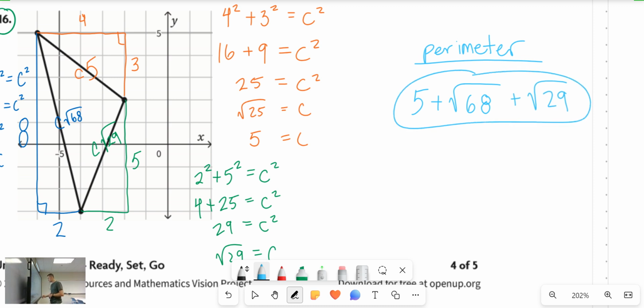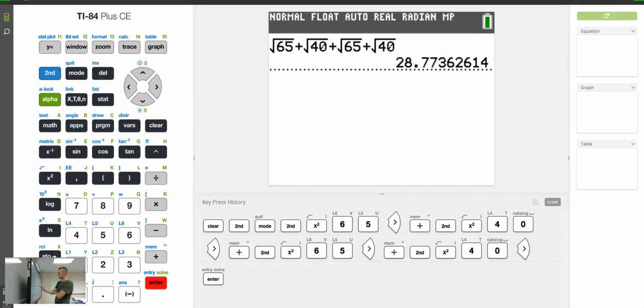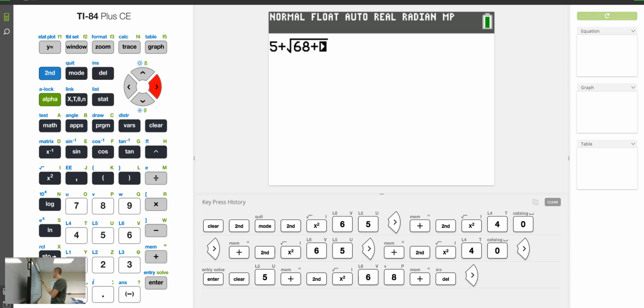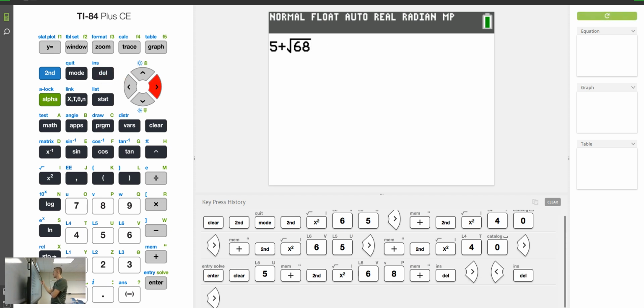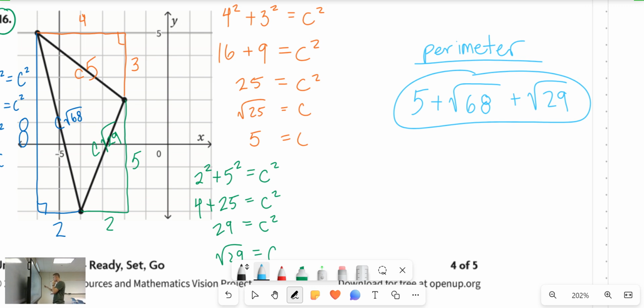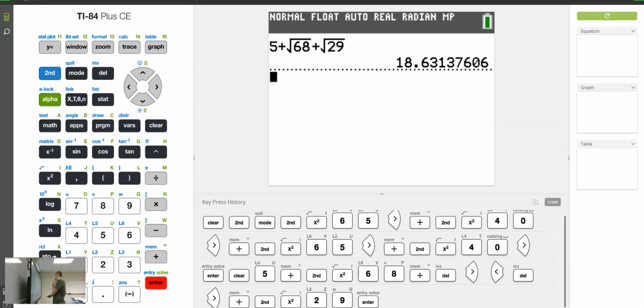Now, what is the rounded perimeter? Well, let's go over and check. Let's clear this, and we'll go 5 plus the square root of 68 plus the square root of 29. Those were our numbers, 68 and 29. Let's go back and check. 5, square root 68, square root 29. Okay, those are the right numbers. It's good that I remember that.